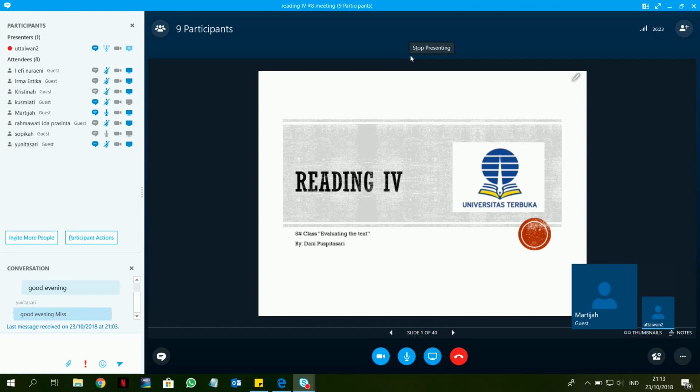Dalam modul ini Anda akan mempelajari bagaimana caranya mengevaluasi suatu teks dengan cara mencari dalam teks tersebut bukti dari berbagai pernyataan yang diajukan dalam soal-soal di bawah ini. Bila Anda menemukan bukti tersebut atau sebaliknya, Anda harus dapat mendukung pembuktian Anda.